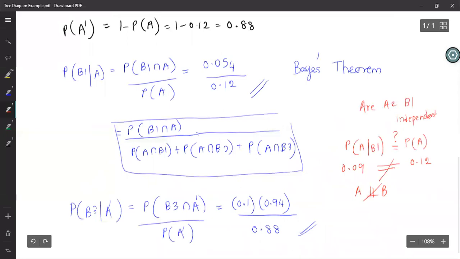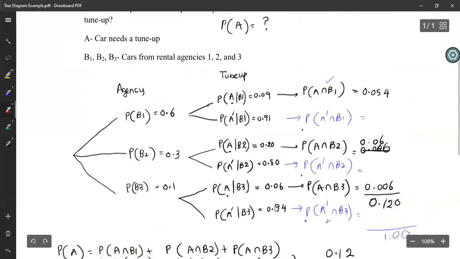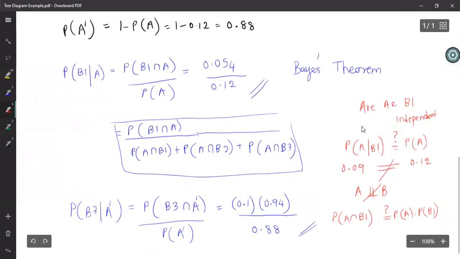Or if you want, you can try the multiplication rule. You check whether this is correct. You don't have to do both, right? One is enough. Just to show you. What is A intersection B1? It's there in your tree diagram. 0.054.